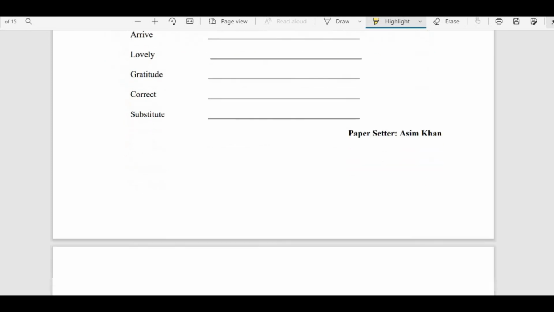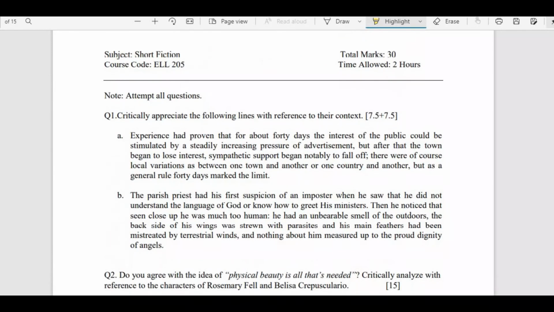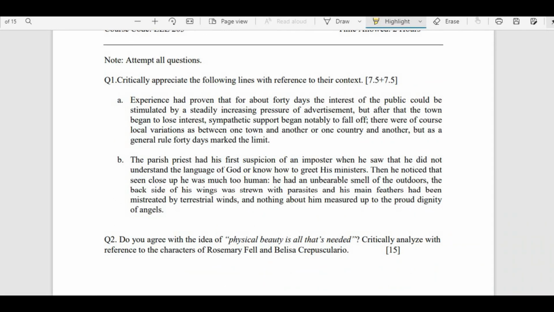And this is short fiction. Question number 1: critically appreciate the following lines with reference to the context. Lines are given: Experience had proven that for about 40 days the interest of the public could be stimulated by steadily increasing pressure on advertisement. After that, the town began to lose interest, sympathy began to notably fall off, and there were of course local variations between one town and another, but as a general rule 40 days marked the limit. This is taken from A Hunger Artist by Franz Kafka.